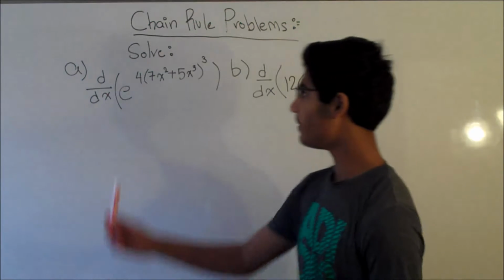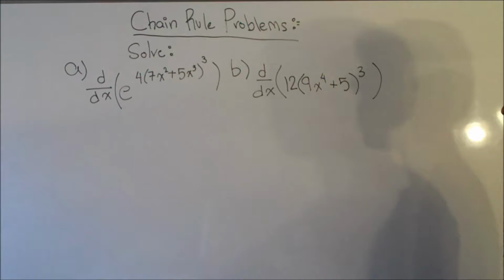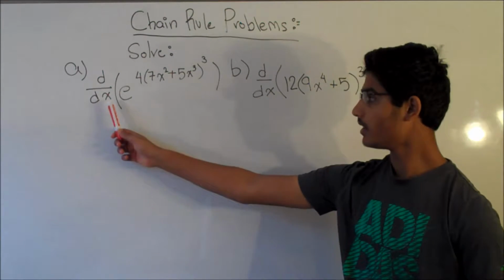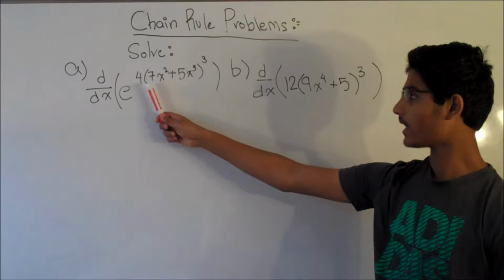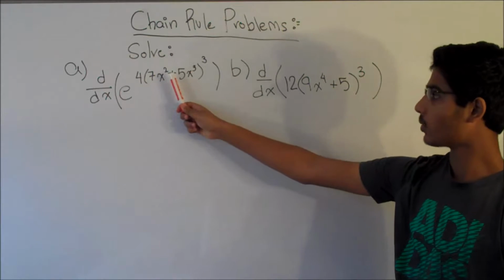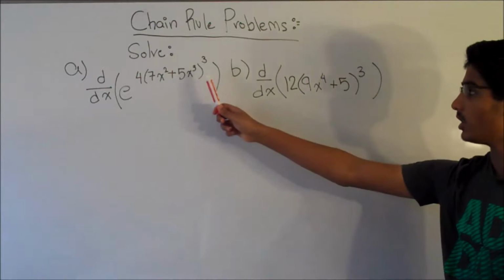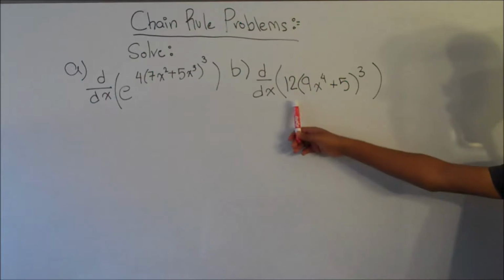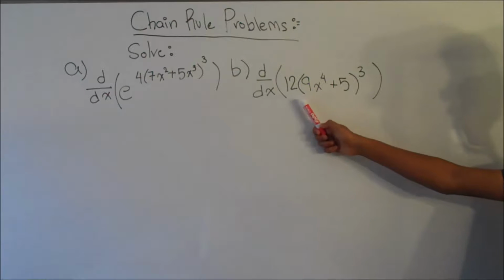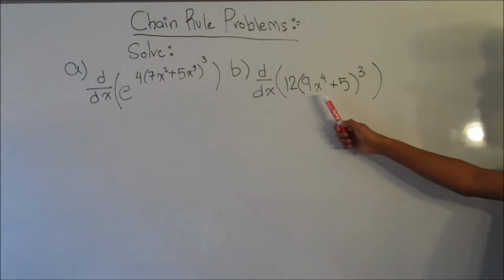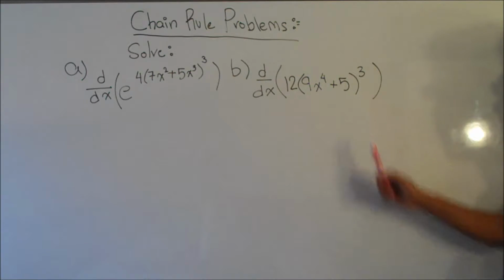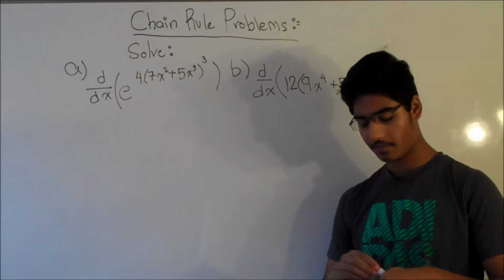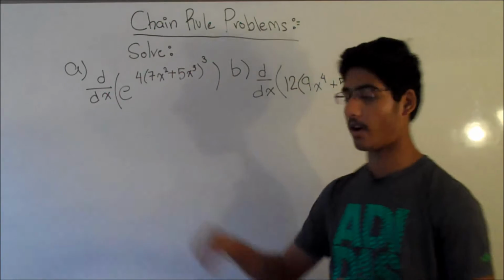Today we're going to learn about chain rule problems. Let's say we have a problem like this. Solve d dx of e to the 4x cubed times 7x squared plus 5x cubed to the third power. And b, find d dx of 12 times in parentheses 9x to the fourth plus 5 all cubed. So let's start by understanding how to solve this problem.